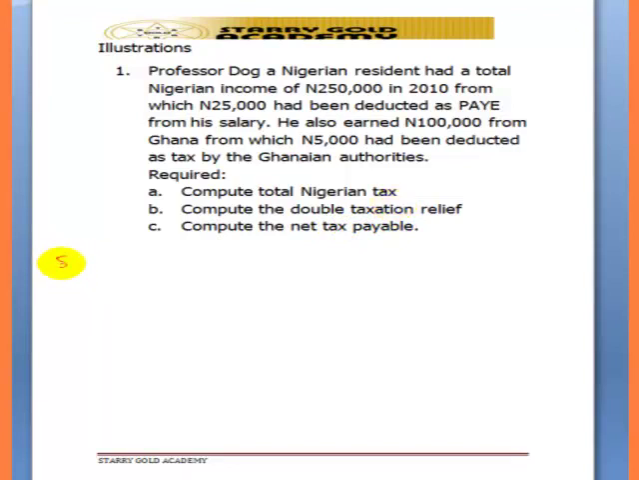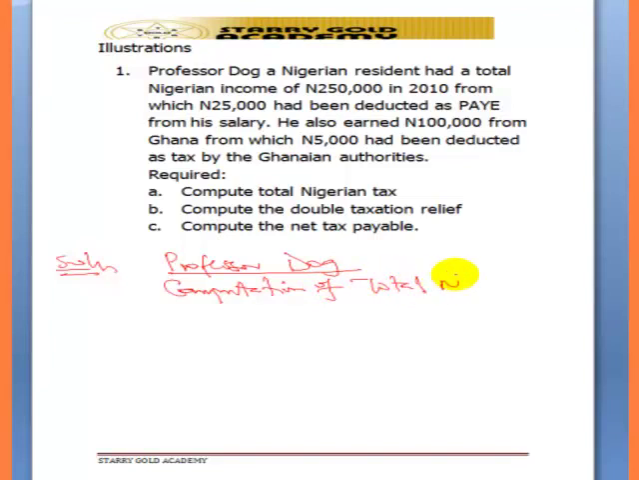So, solution. Start by taking the name of the taxpayer, Professor Dog, and what you are asked to do. So, computation of total Nigerian tax and the year of assessment, 2010 tax year.